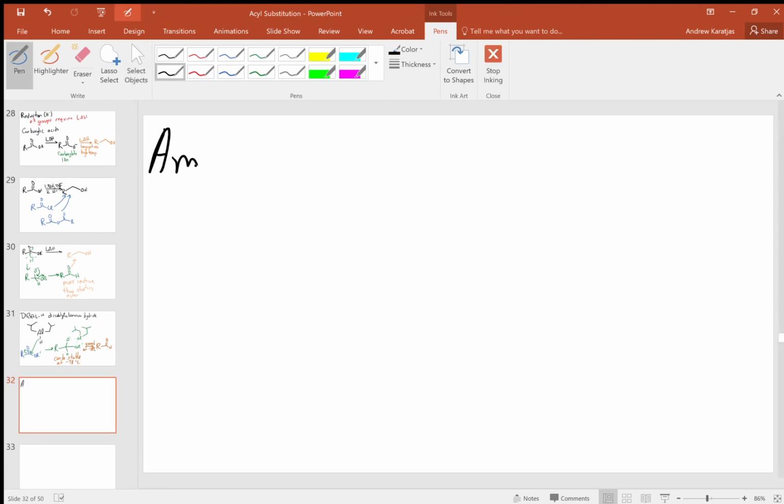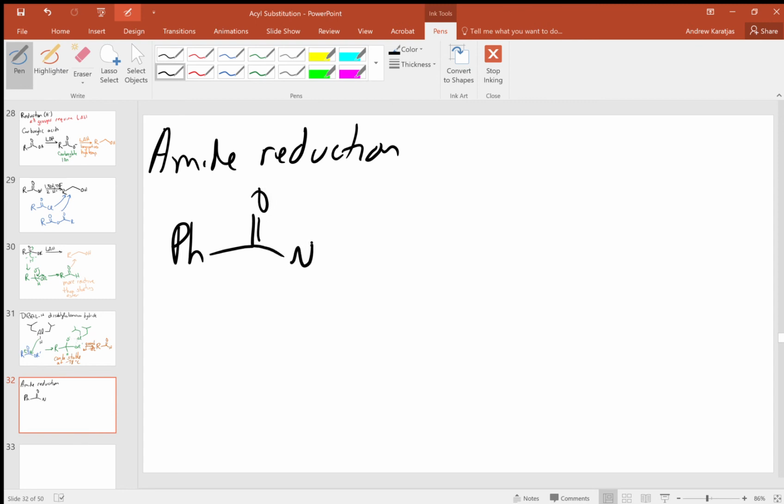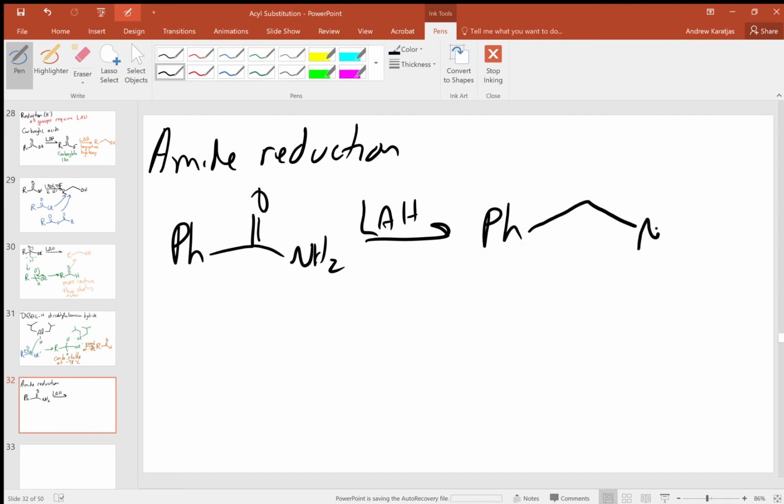Amides can also be reduced using LAH, and the result is very much like it is for the esters. And your amide gets converted all the way to the amine.